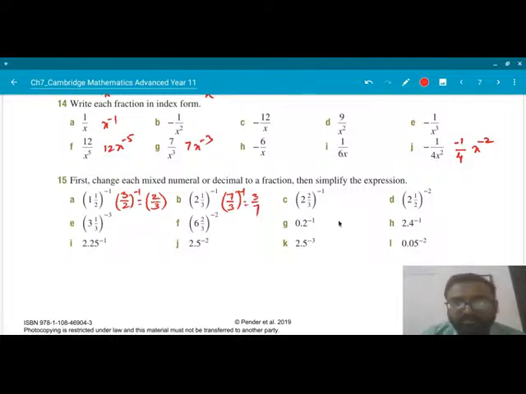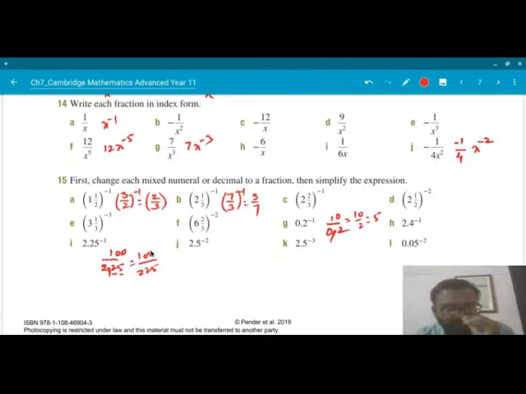It is 0.2, means 1 by 0.2. If you remove this decimal, you have to add a 0. It will become 10 by 2, which is equal to 5. Similarly, it's 1 by 2.25. As 2 digits are there after the decimal, you have to add 2 zeros. It's 100 by 225. You can cancel with 5s: 5 20s, 5 45s, 5 4s, 5 9s. It is 4 by 9. You have to simplify the expression also. I think you know this kind of algebra.